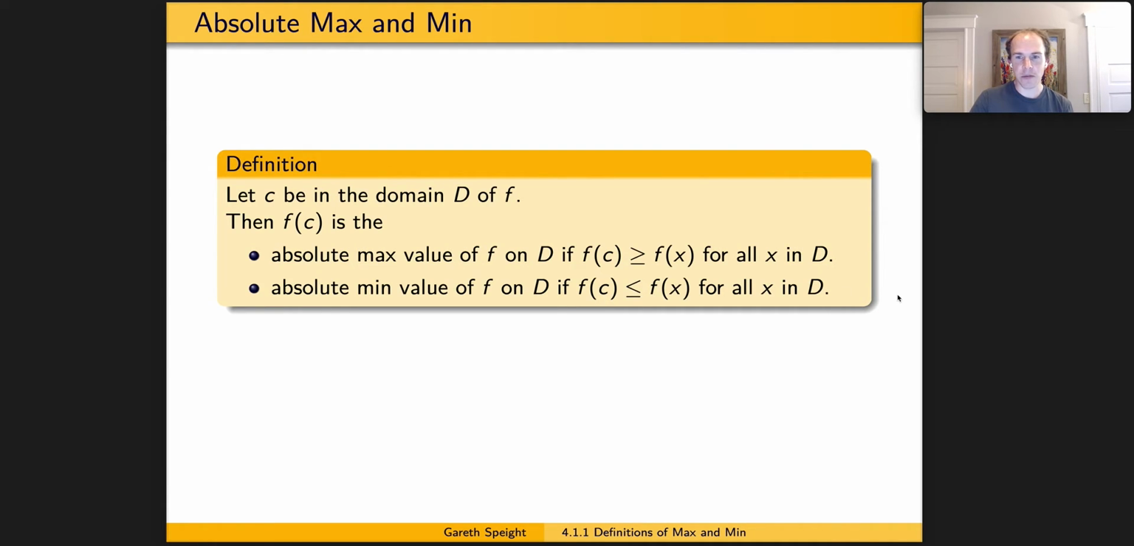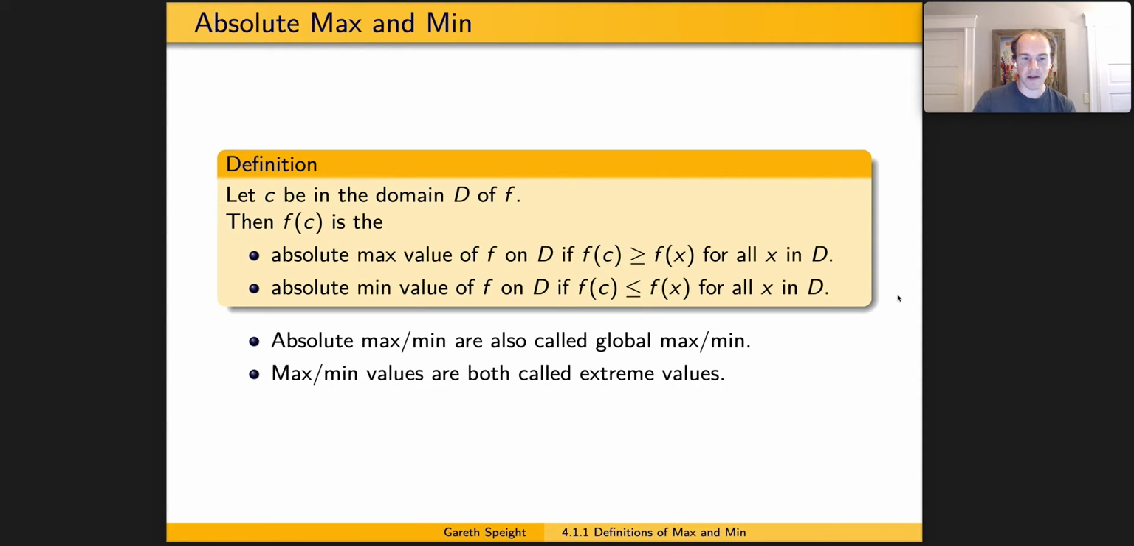Okay, and then there are a couple of other terms that are pretty much interchangeable with absolute. People also call these global. So sometimes I will say absolute, sometimes I will say global, but it's the same thing. And if we think of max and min together, they're sometimes called extreme values. So an extreme value can be either a max or a min. Okay, so the key point here is that absolute max or absolute min means that the value of the function is bigger than all the other possible values or smaller than all the other possible values.